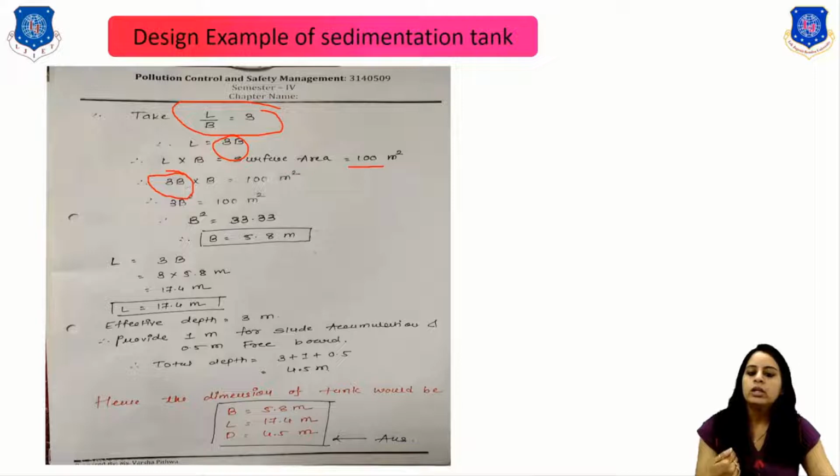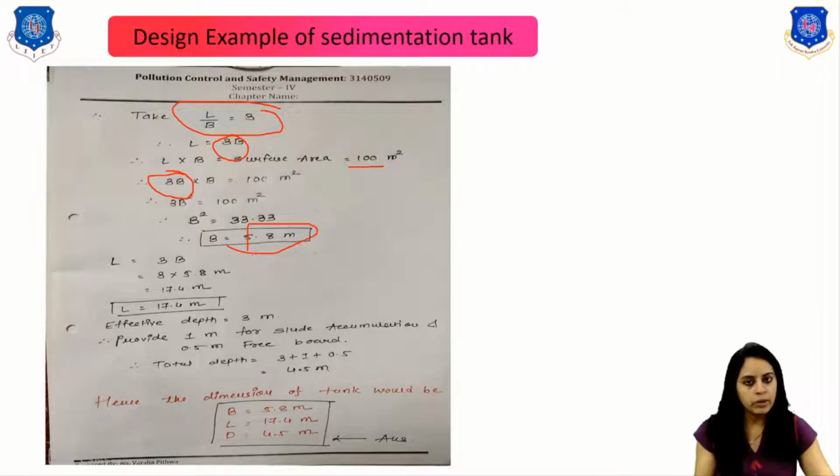Okay, so here 3B² = 100 m², then B² = 33.33, right? So the final value here, we take the square root, and the final value of B is equal to 5.8 meters, right? So the depth of the sedimentation tank is 5.8 meters.